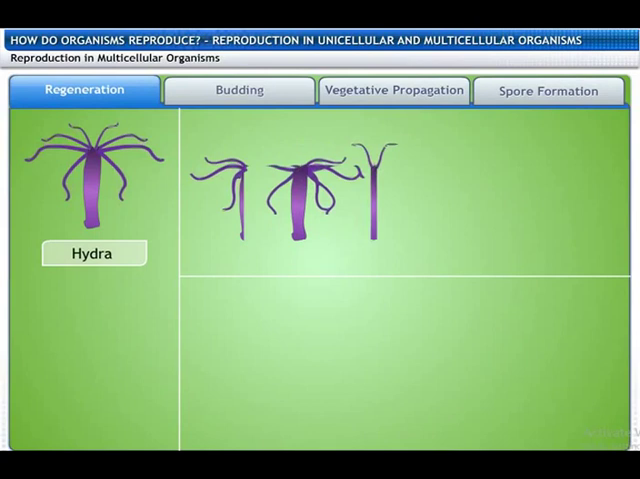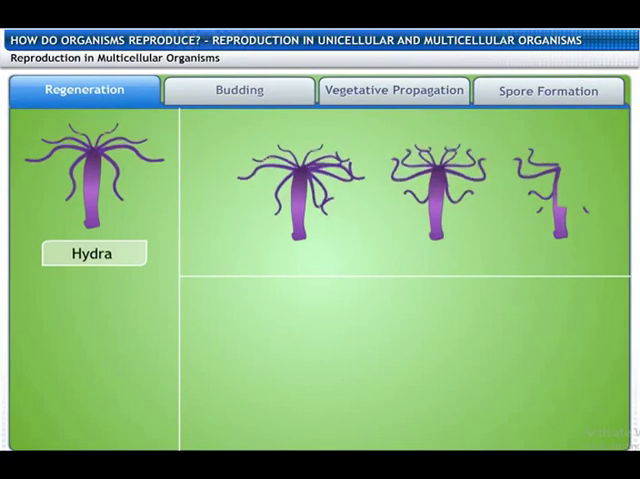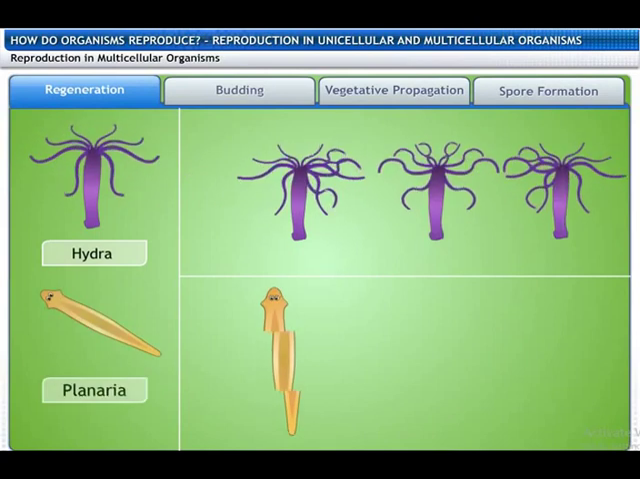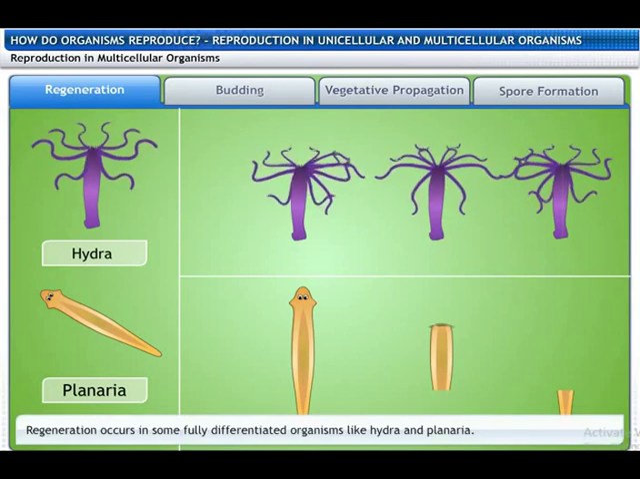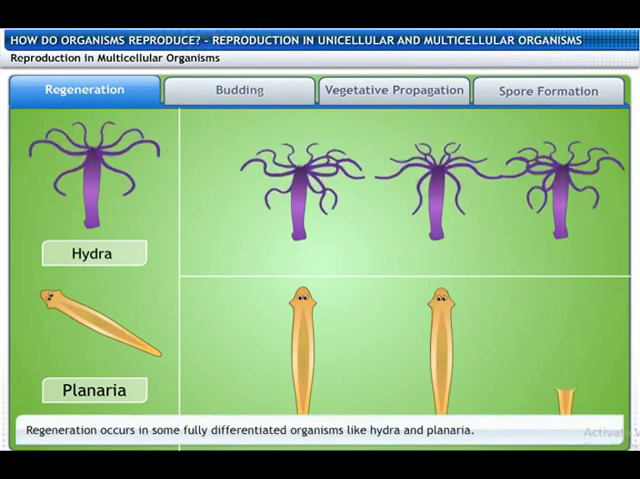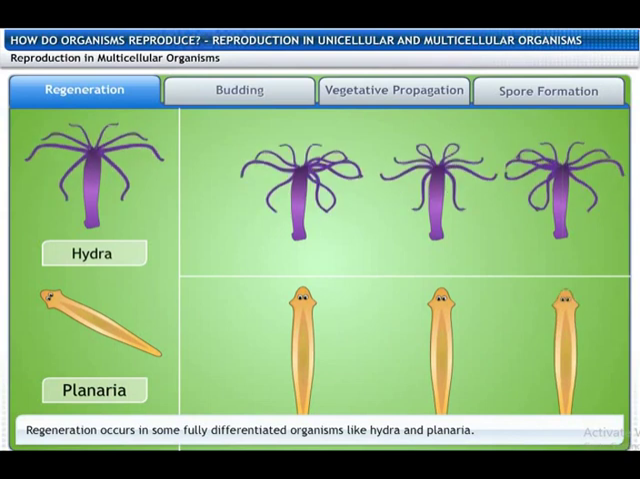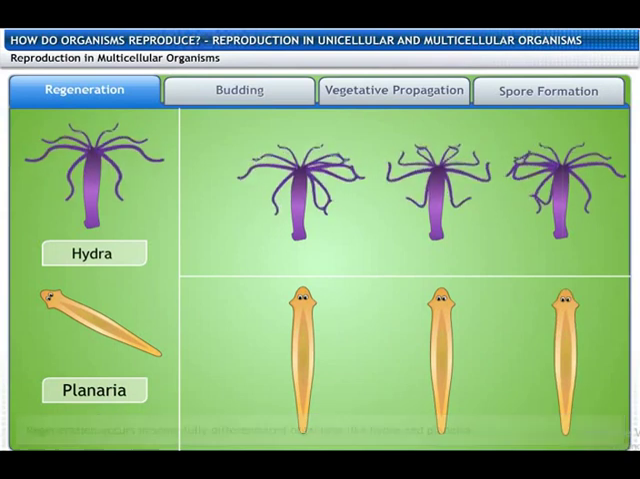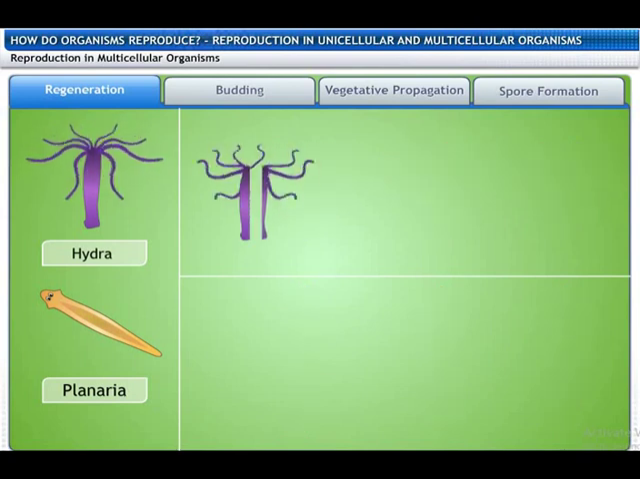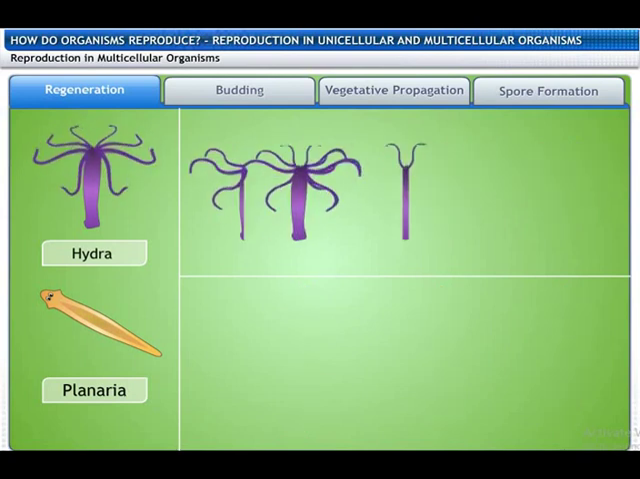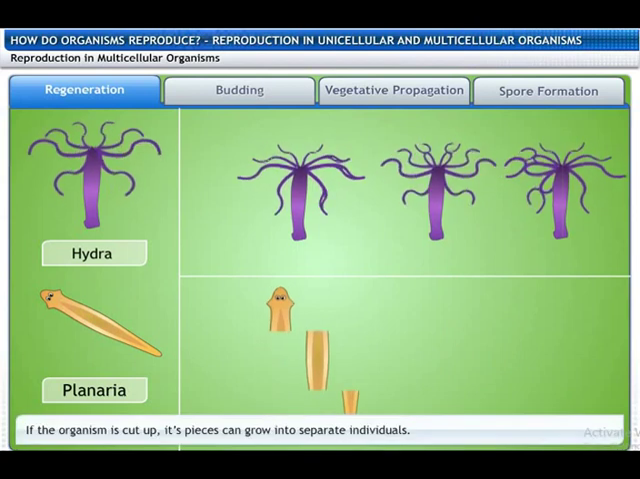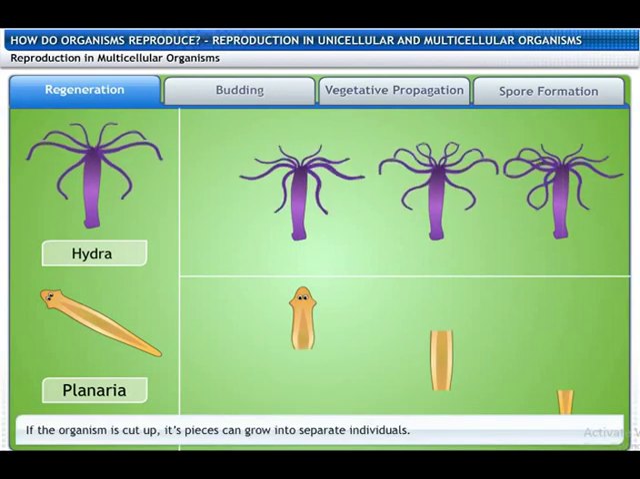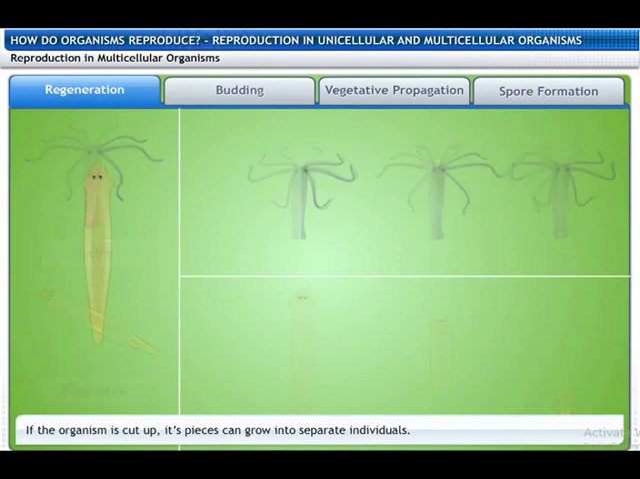Regeneration involves development of new individuals from body parts. For example, consider fully differentiated organisms such as Hydra or Planaria. These can be cut or broken down into many pieces. Each of these cut pieces can grow into separate individuals.